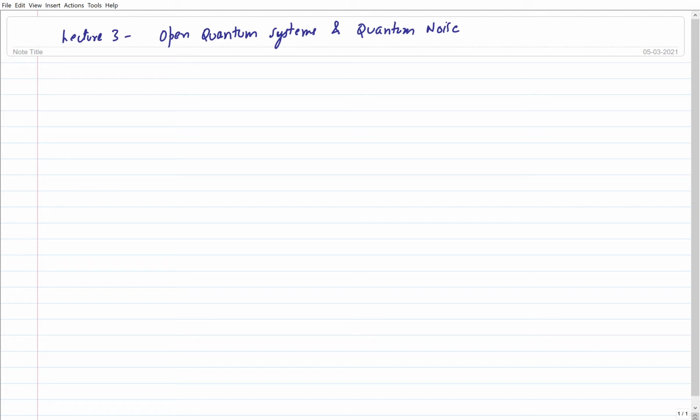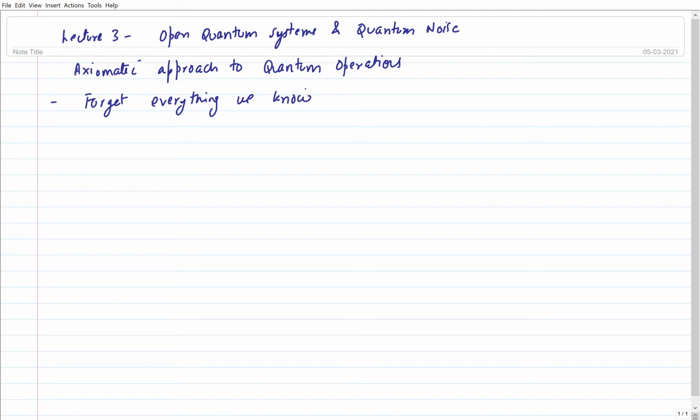And for this, what we will do is that it's actually good to just forget about whatever we know about quantum operations, whether it's the operator sum representation or the system environment interactions. So, axiomatic approach to quantum operations. Forget everything we know about quantum operations.